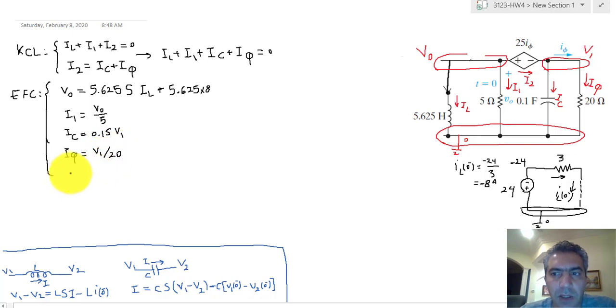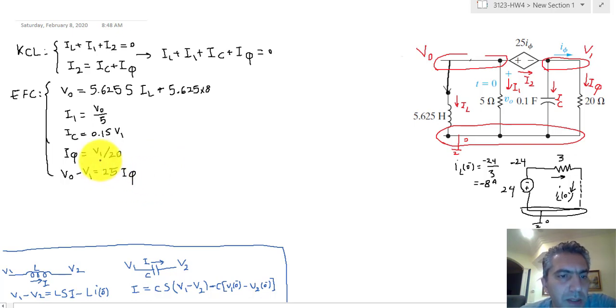And finally, for the dependent source, the equation is this: voltage of the positive terminal minus the voltage of the negative terminal is equal to 25 I phi. So that would be V out minus V1 is equal to 25 I phi. Okay, so with this we can start doing math.